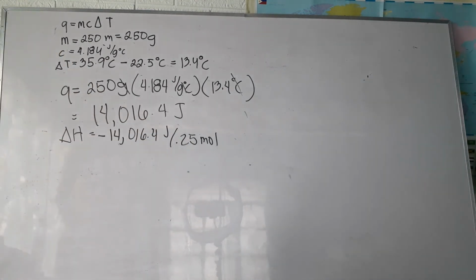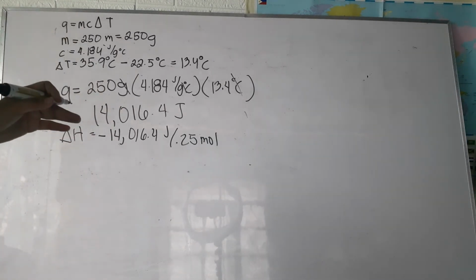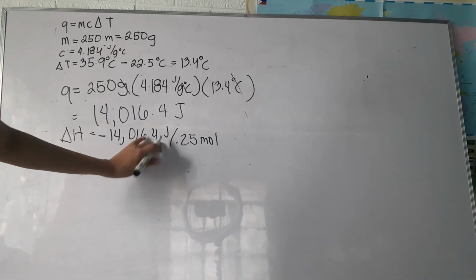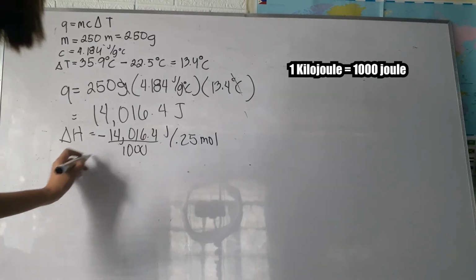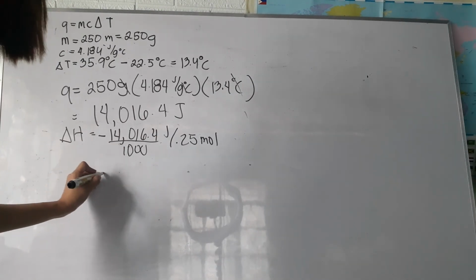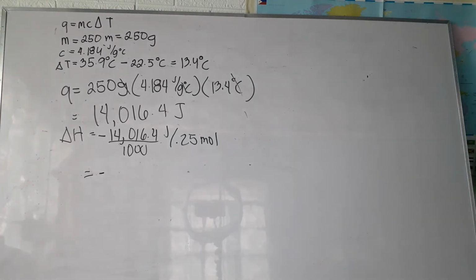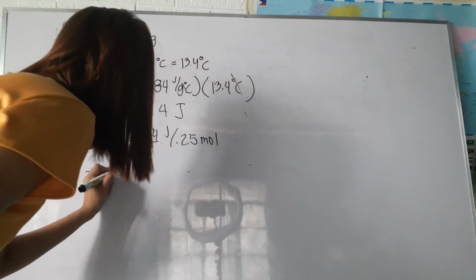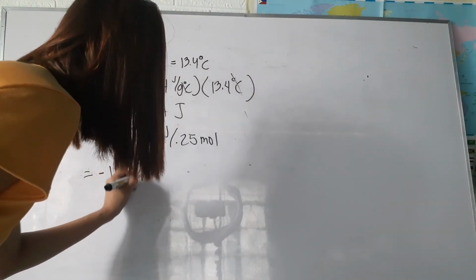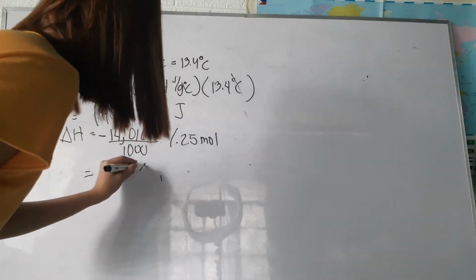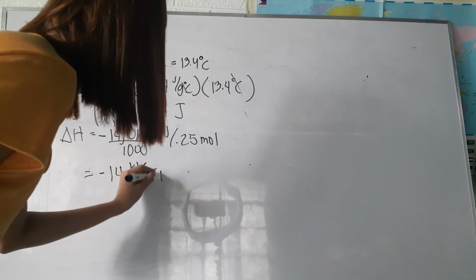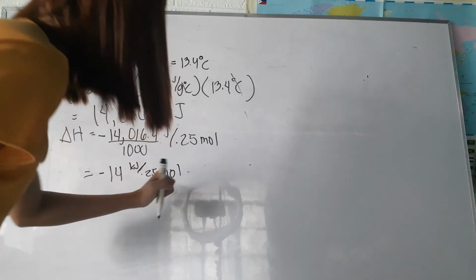gagawin natin ngayon. Pero, para mas mapadali pala, pwede nyo tong gawin, guys, para mas madali. So, i-divide natin to agad into 1,000. Para maging kilojoules na siya agad. So, this is equal to negative 14. So, negative 14 kilojoules per mole. Ayan. So, ngayon, per 0.25 mole pala, sorry. Per 0.25 mole.